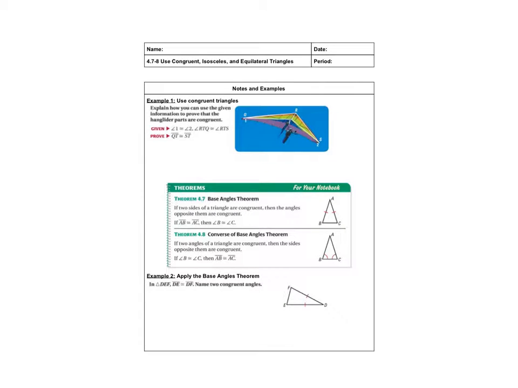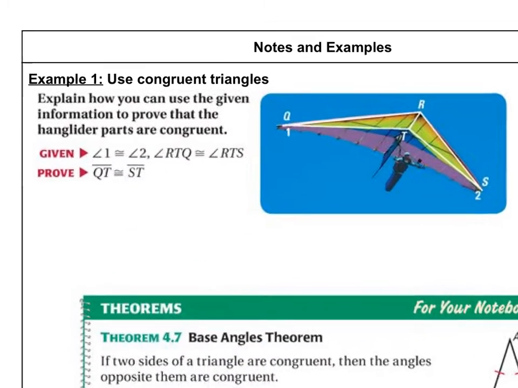Today we're talking about Chapter 4. We're combining lessons 7 and 8 on congruent, isosceles, and equilateral triangles. We're going to use these to prove some theorems, so that way we can still figure out angle measures, all that other stuff that we've been doing along the way. So the very first thing, we'll start with example number 1.